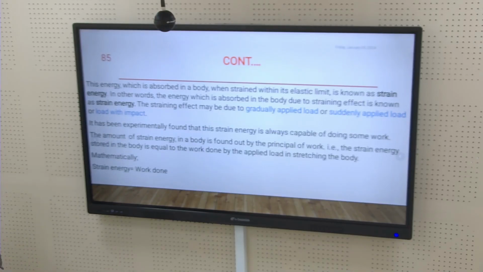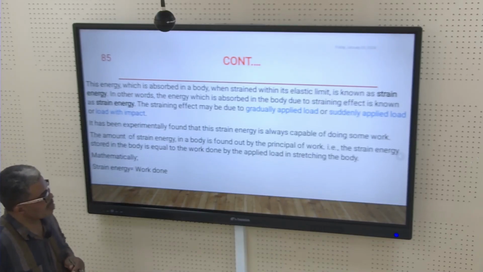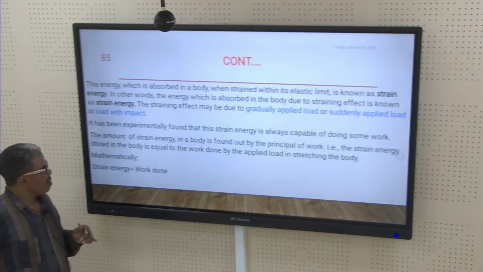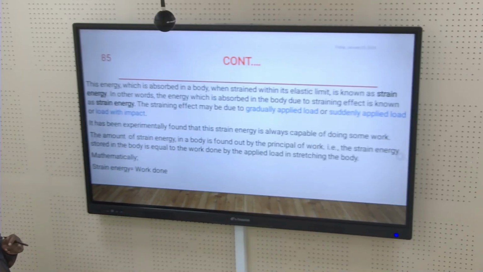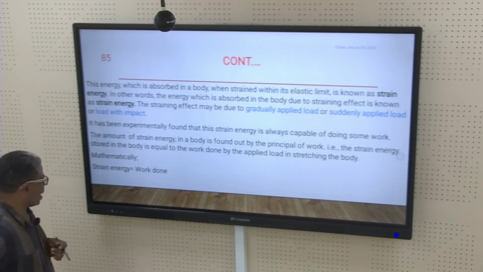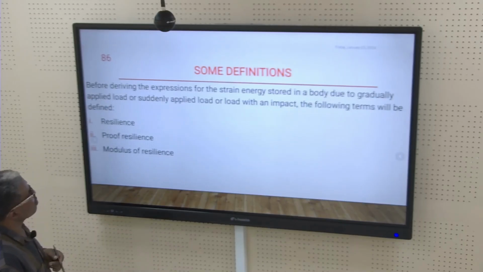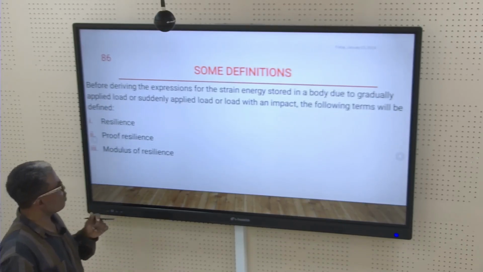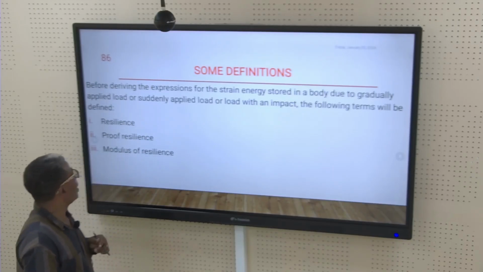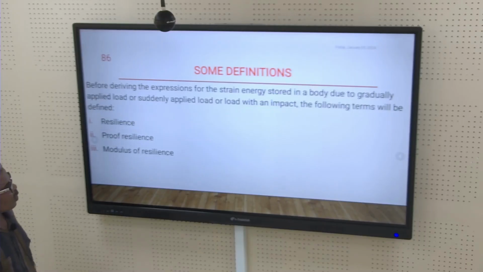It has been experimentally found that this strain energy is always capable of doing some work. The amount of strain energy in your body is found out by the principle of work. That is, the strain energy stored in the body is equal to the work done by the applied load in stretching the body. So mathematically, one can say strain energy is equal to work done. Before deriving the expressions for strain energy stored in a body due to gradually applied load, suddenly applied load, or load with an impact, the following terms will be defined: resilience, proof resilience, and modulus of resilience.